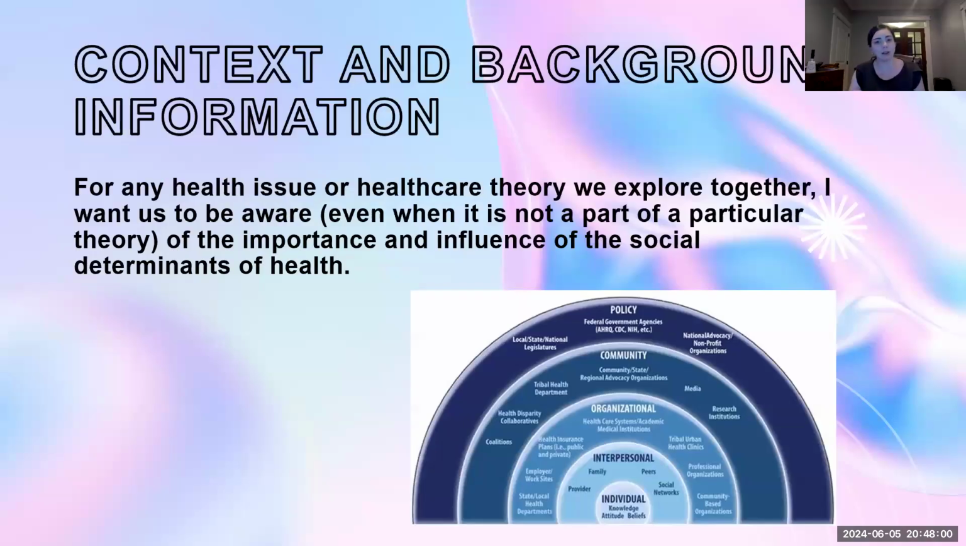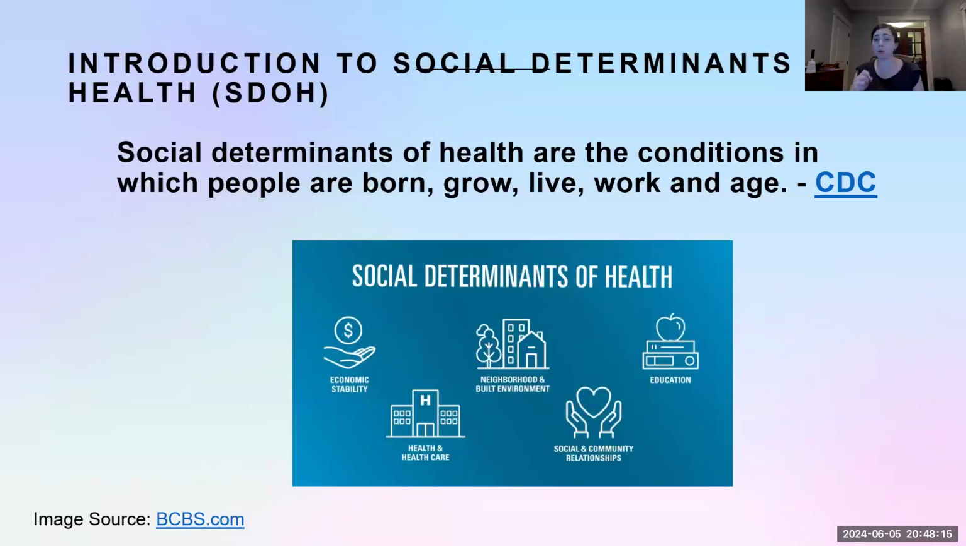So to provide a little context and background, one of the things that I want to talk about for a minute is the idea of social determinants of health. The idea that the environment in which we live, work, age, where we're born, where we grow, where we play, influences our health. And so when we think about things like economic stability and health and healthcare, social and community relationships, all of that influences our health.